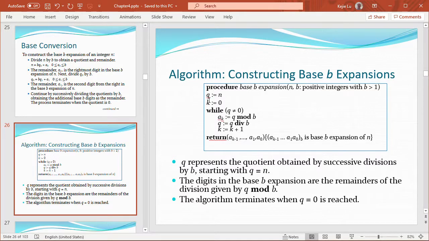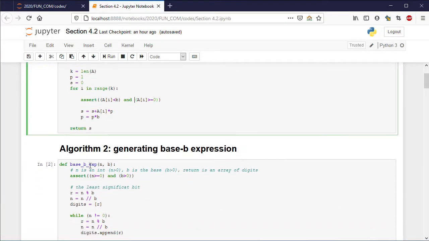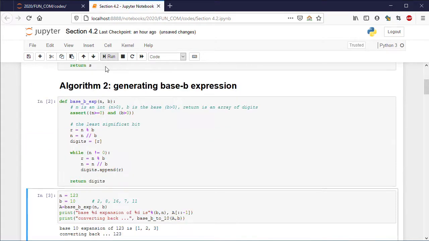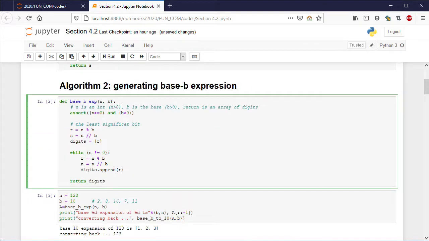Initially, we let q equals n and k equals 0, and then use a while loop. Each time, we do the integer division to find the quotient and the remainder. The remainder will be the coefficient, and the quotient will be used in the next iteration. Then we have k equals k plus 1. So this is the pseudocode. And this is the actual Python code. I can actually change this to make sure that this base is greater than 1.